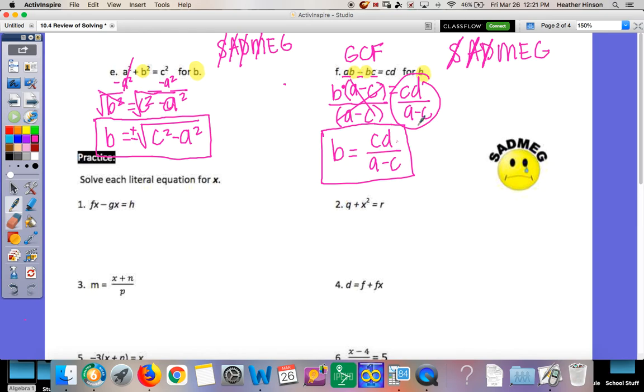So y'all try the rest. Remember SAD-MEG. And if you ever have two of the same variable, you want to take them out with a GCF. Just bring it out front, leave everything else in parentheses. SAD-MEG will get you through every single problem. Just remember, if it's in a grouping symbol, you cannot do it until the end of the problem. Good luck.